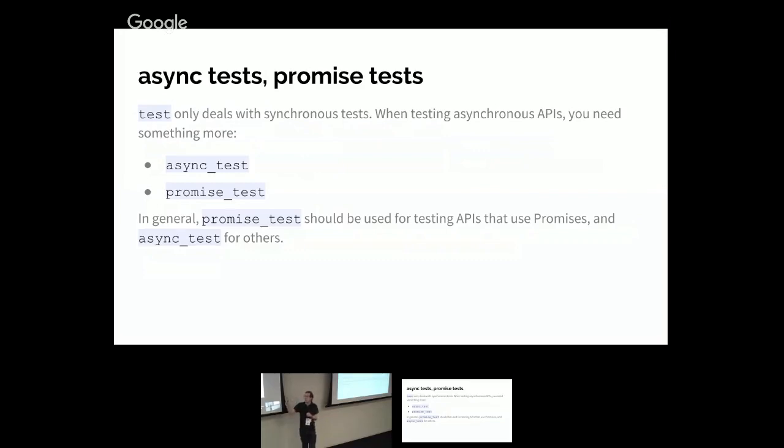The important point here, though, is the difference between async test and promise test. Promise test is essentially used for testing APIs that return promises, as you might expect. But notably, it also only ever runs one test at a time, unlike async test, where it could run everything all at once.